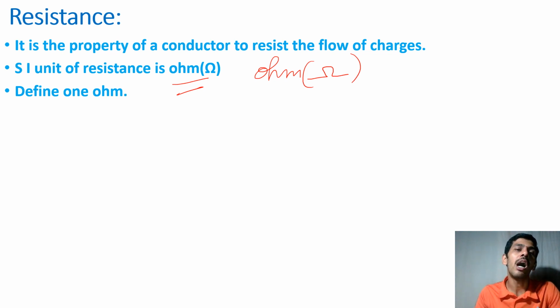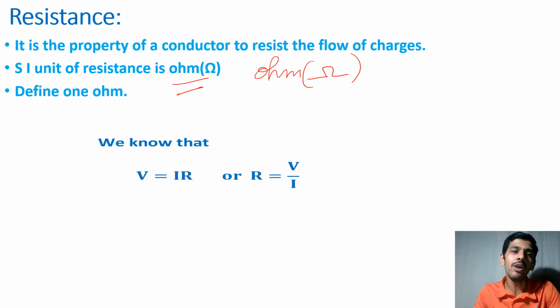Then now how to define 1 ohm? The resistance has to become 1 ohm. When will it become 1 ohm? That is a question. So we know that this is from which formula? This is from V is equal to IR, from Ohm's law. So V is equal to IR, obtained from Ohm's law.